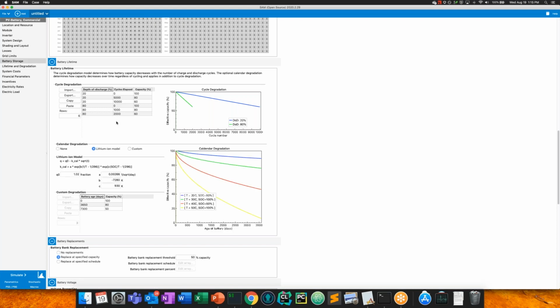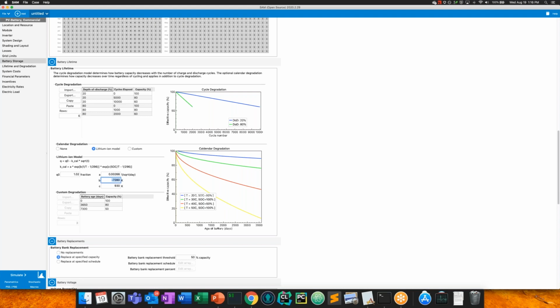For the calendar degradation, there's two options. The first uses the lithium ion model. So here, the calendar degradation is a function of temperature and state of charge. As the temperature and the state of charge increases, the calendar degradation also increases, and here it's monotonically increasing.